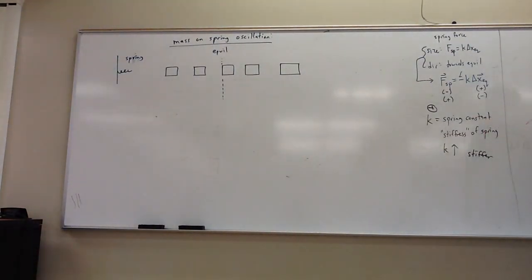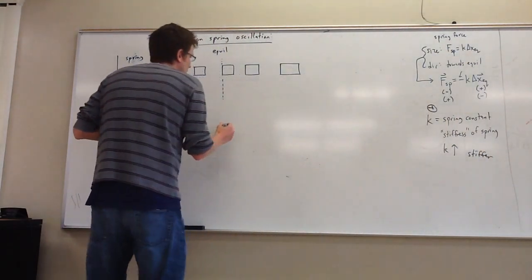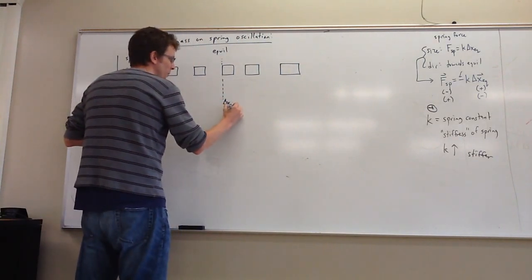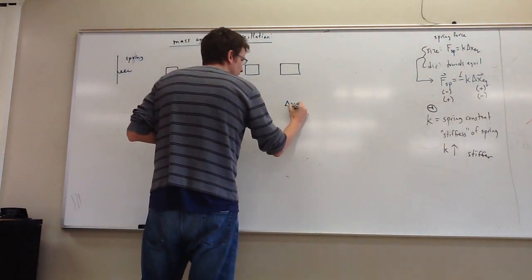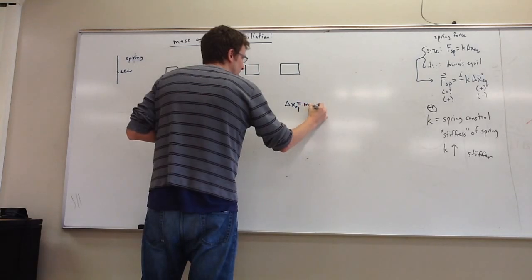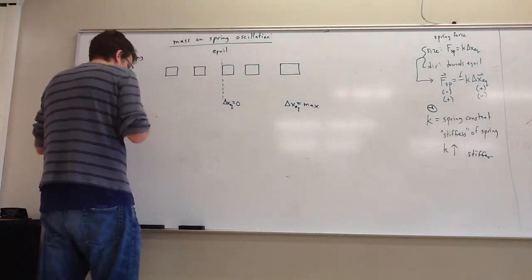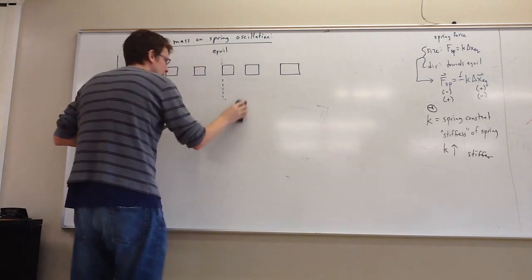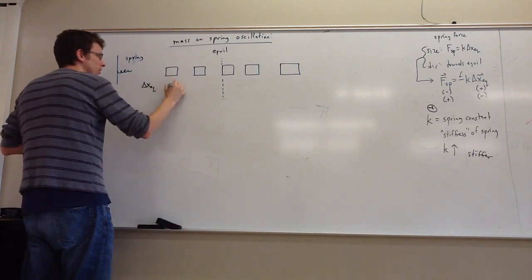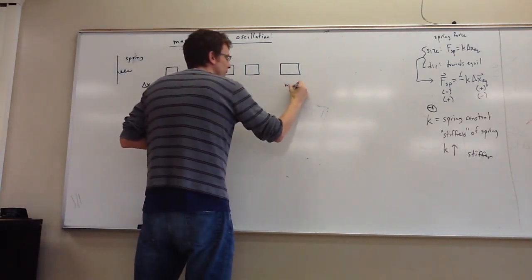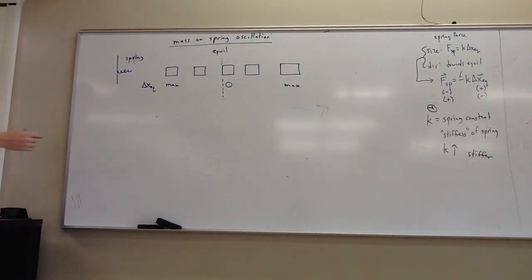So let's talk about the properties of this oscillation. First of all, displacement. The displacement from equilibrium is 0 here, and then of course the displacement is maximum over here. Maximum size. Let me make this a little cleaner. So I'll put the displacement from equilibrium: it's max here, 0, and max here, okay? So it's 0 when you're at equilibrium. It's maximum when you're furthest from equilibrium.